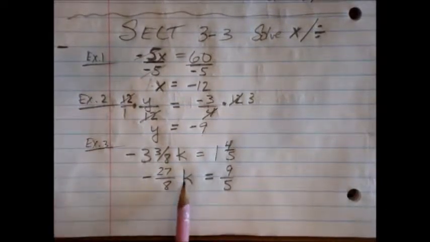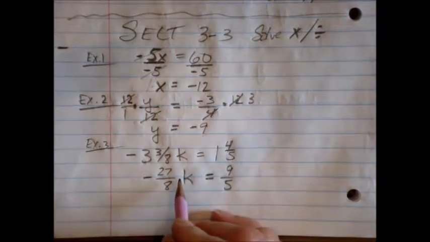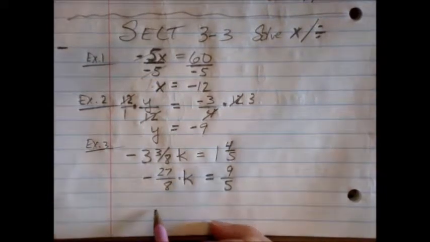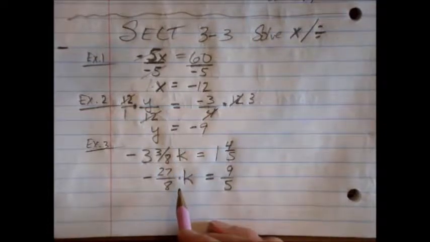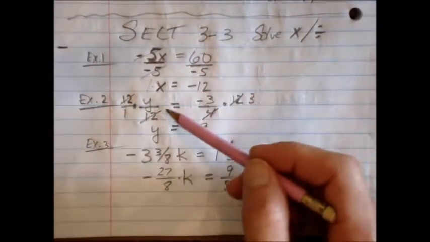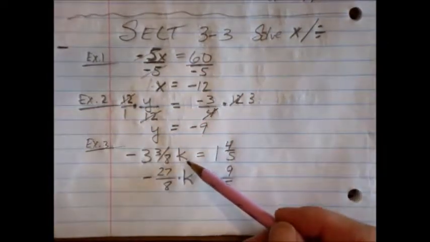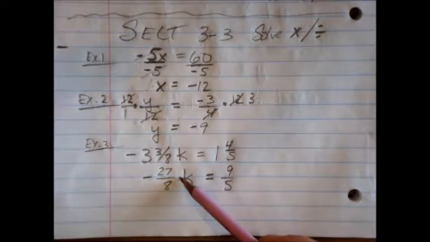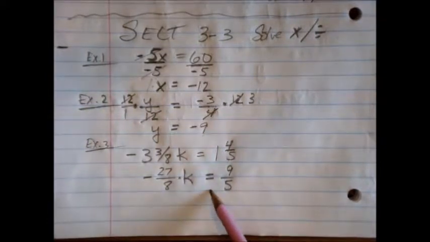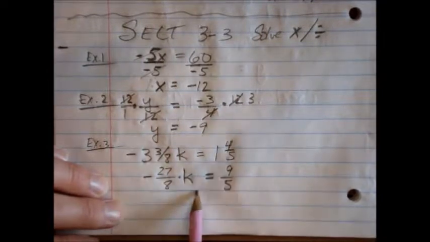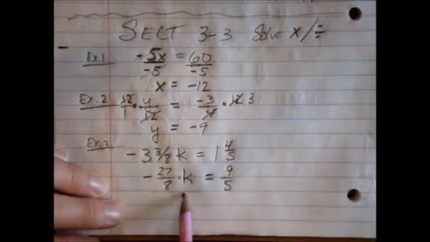A lot of kids tend to make a problem like this hard. They say, okay, this is a number multiplied by k. And Mr. Stroot taught me that when I go to pick something apart and solve for a variable, I should always do the opposite. And so the opposite of multiplication is division. So this is something you could do. You could divide both sides by negative 27/8.